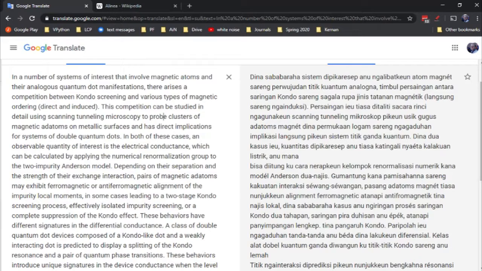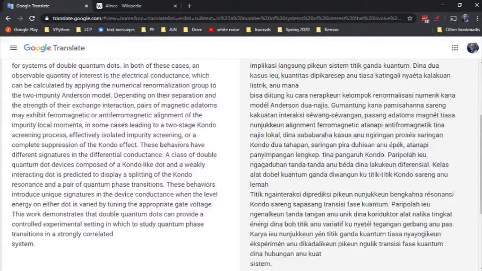In both of these cases, an observable quantity of interest is the electrical conductance, which can be calculated by applying the numerical renormalization group to the two-impurity Anderson model. Depending on their separation and the strength of their exchange interaction, pairs of magnetic atoms may exhibit ferromagnetic or antiferromagnetic alignment of the impurity local moments, in some cases leading to a two-stage Kondo screening process, effectively isolated impurity screening, or a complete suppression of the Kondo effect. These behaviors have different signatures in their differential conductance.